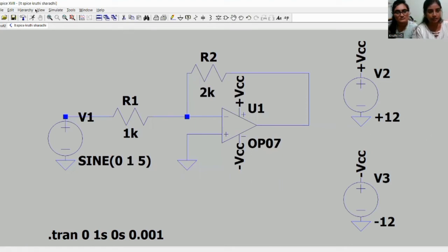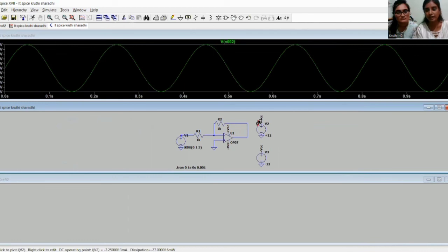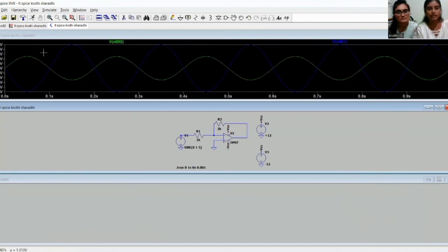And now we'll run, and the black screen will pop up on the desktop. Click on V1. This is the input wave that we have given from 0 second to 1 second, with the amplitude of 1 volt. Click on the output terminal. This is the output from the inverting amplifier, which has the amplitude of 2 volts with a frequency of 5.